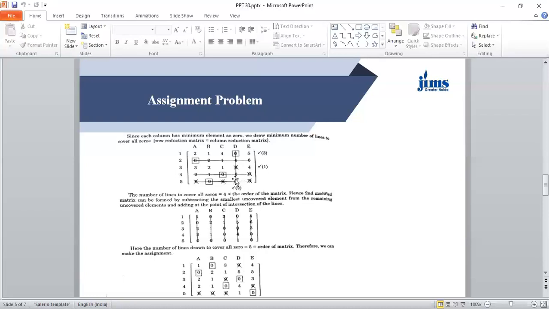This 1 will be added at this intersection point, so this will become 1. This 3 becomes 4 because this becomes an intersection point. This remains 0. Then this 4 is an intersection point, so this becomes 5, and this 0 remains 0.